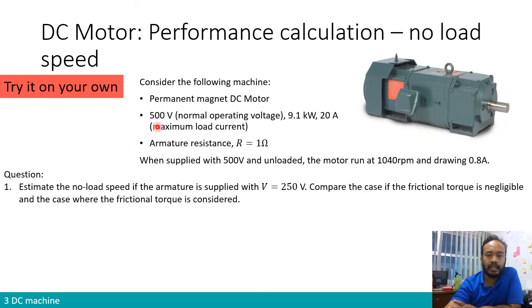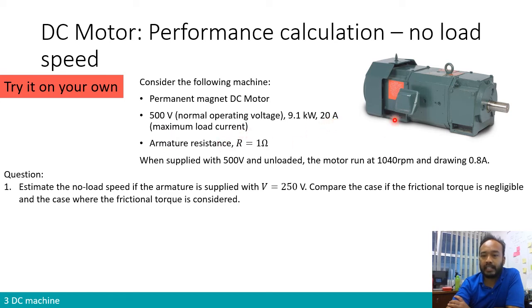To check our understanding on the steady state characteristic of the machine, especially at no load that we have seen just now, let's try to do this exercise. In this exercise, we are considering quite a huge DC motor. It is a permanent magnet DC motor by the manufacturer Baldor. It has a 500 volt normal operating voltage. When we say normal operating voltage, it means that it is a voltage that can operate in steady state at all time. It can produce up to 9.1 kilowatt, and has a maximum load current of 20 amps.